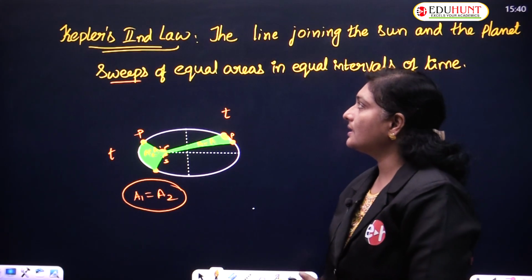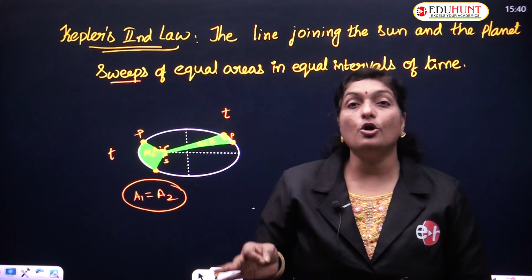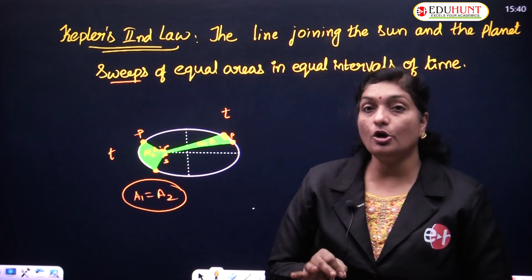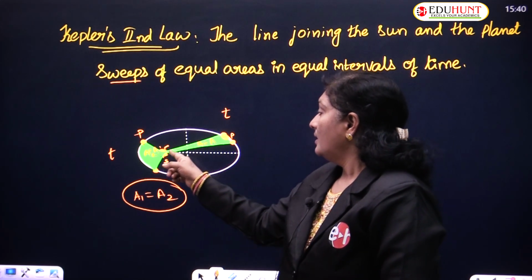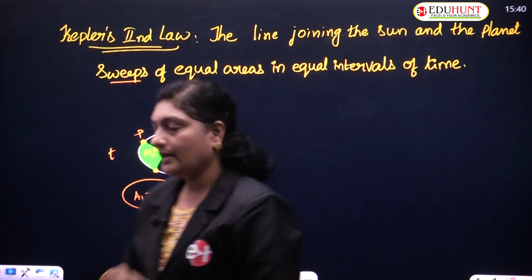So now let us also try to understand Kepler's third law. What does Kepler's third law say? Kepler's third law says that the cube of the distance between the sun and the planet. Let me show it.